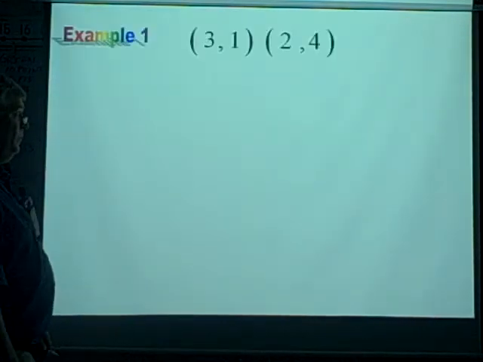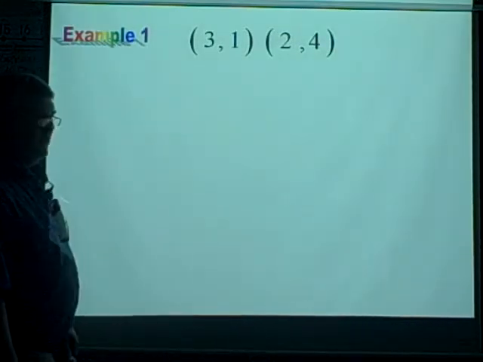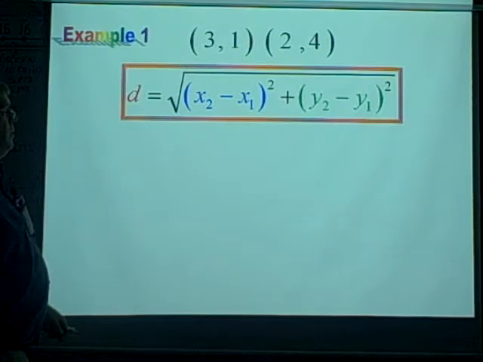Let's go through an example. Here we're given 2 points, (3, 1) and (2, 4), and we're asked to find the distance between them. We use the formula.